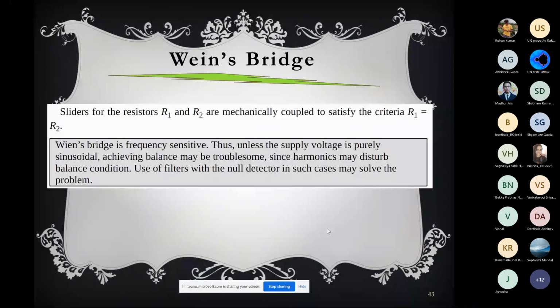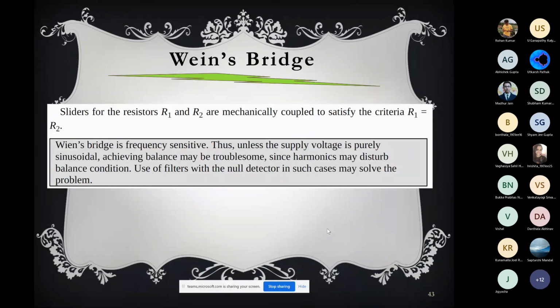So it must have a single harmonic, not more than that. Use of a filter with null detectors in such cases may solve the problem. If many harmonics are coming, many harmonic components will come through the null detector. So you can use a filter above the null detector so that it blocks other harmonics, only the single harmonic will pass, and then you could achieve the null point. Otherwise, it is very difficult to achieve the null point.